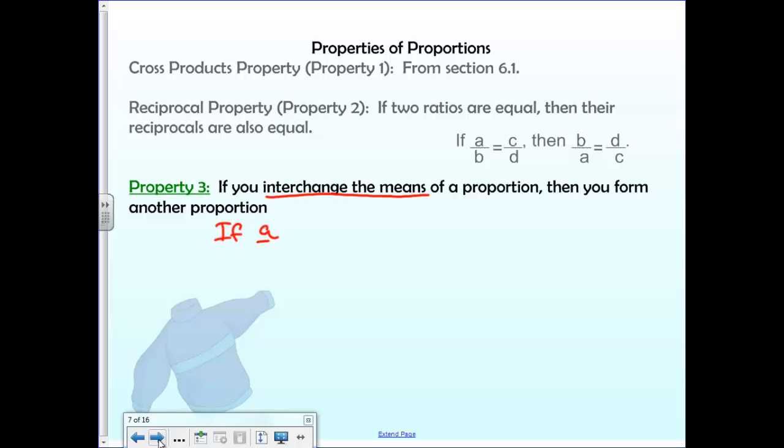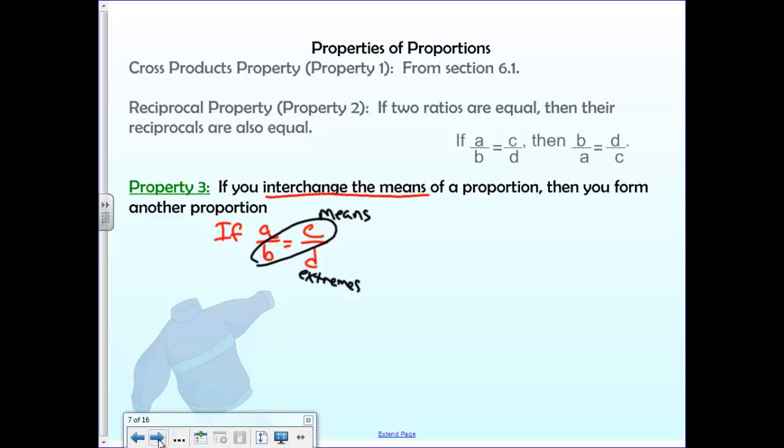So if A over B equals C over D, what are these called? The extremes or the means? The means. One of those two. This is our means, right? And what would these two be called? These are our extremes. And you know how I remember that? This is my extremes, and that's my means because E comes before M in the alphabet.